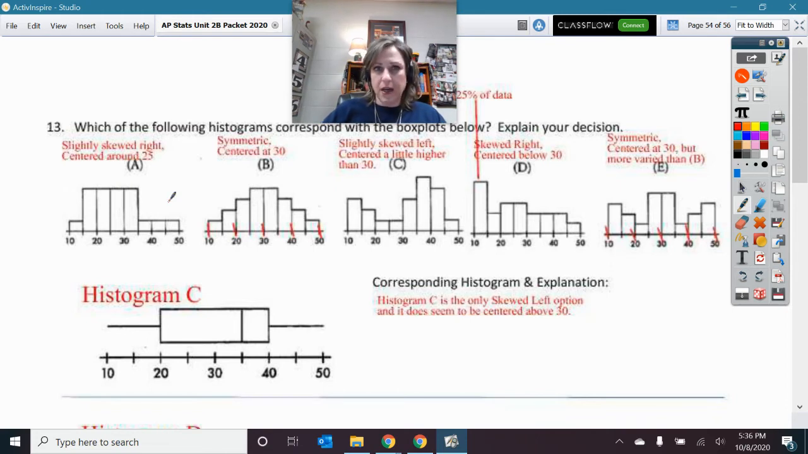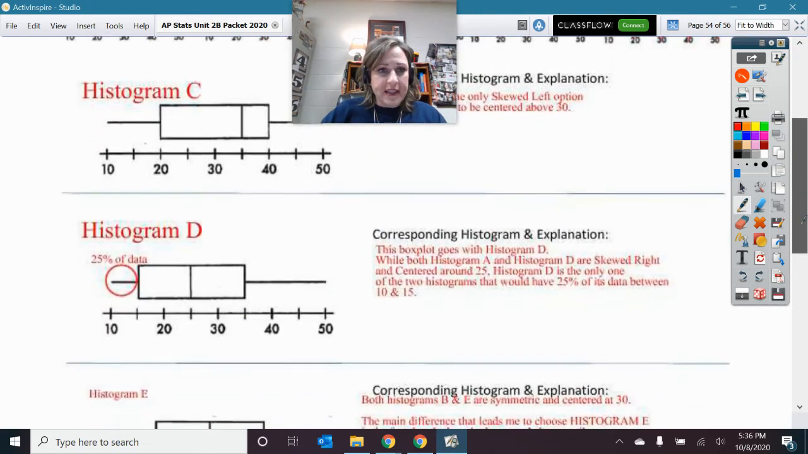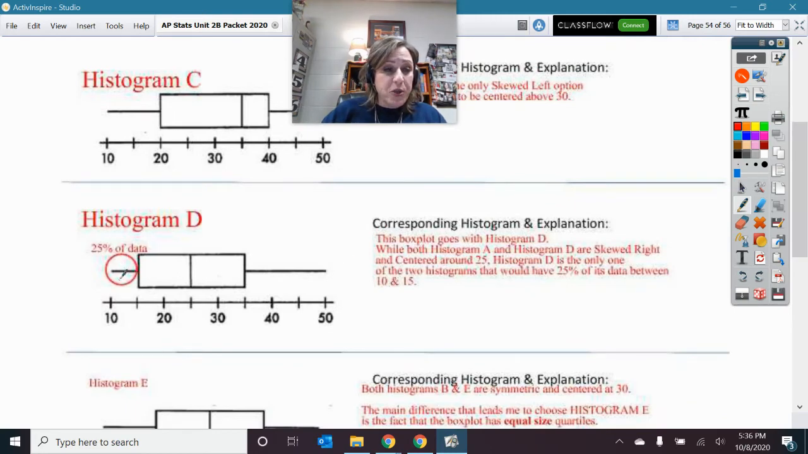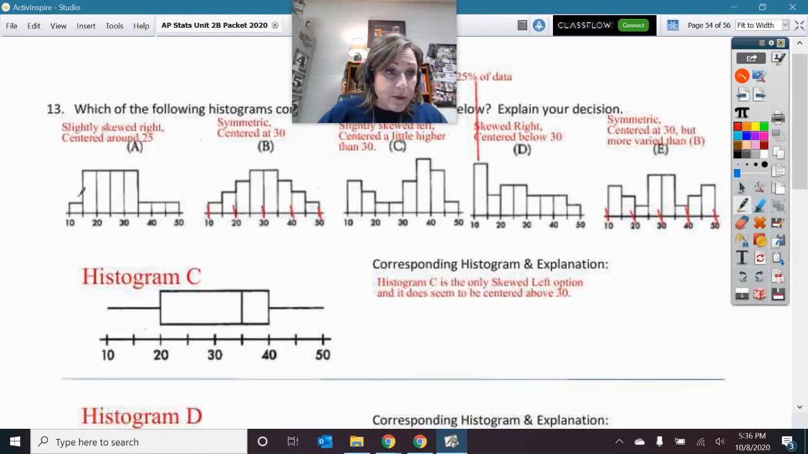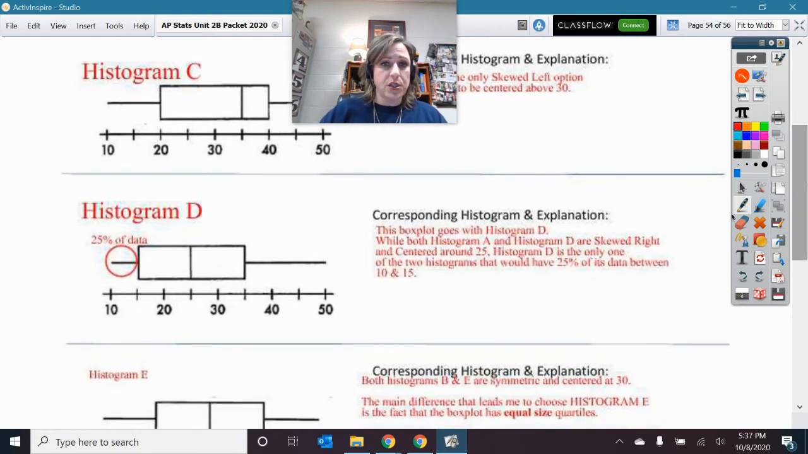What's going on here? Okay, so think about it this way. Look, if I look at this picture here, 25% of the data, a whole entire quartile, is between 10 and 15. And is that what's happening here between 10 and 15 on A? No, that is what's happening here between 10 and 15 on histogram D. That's why that's the one that goes with this second box plot.